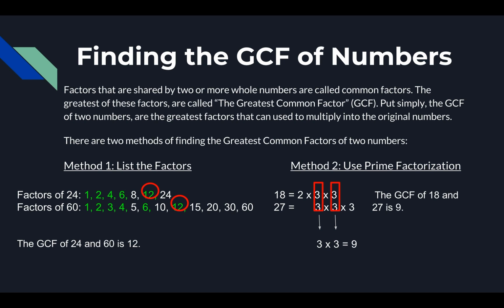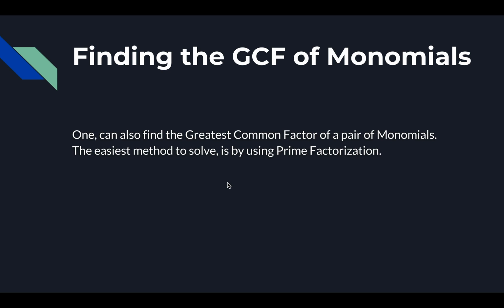Okay, next slide. Finding the GCF of monomials. One can also find the greatest common factor of a pair of monomials. The easiest method to solve is by using prime factorization. As you noted, there's nothing on this slide, and you will see very soon. Just not now, though. Just keep waiting.